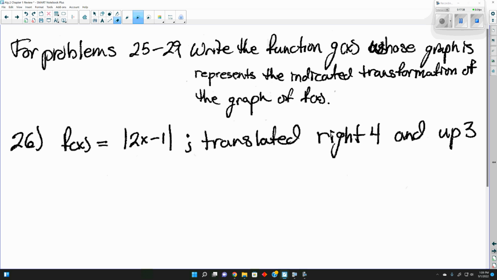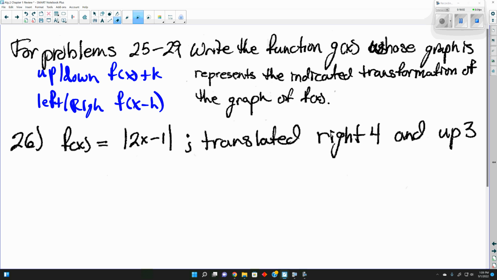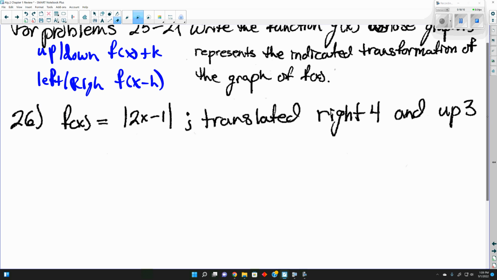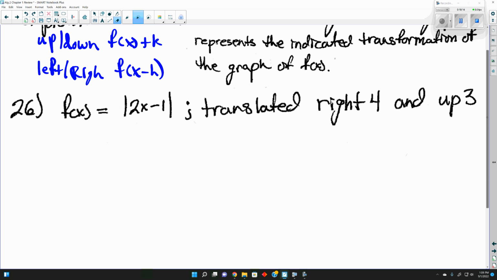Now, for the test, I'm going to be nice and only make y'all do up, down, left, or right, or one or both. If we're going up or down, we're going to stick with the general form of f of x plus k. If we're going left or right, it's f of x minus h. We're going to pick one of these two depending on the movement that we're using. So again, you're not going to have to worry about vertical stretch or shrink, horizontal stretch or shrink, or reflection across the x or y axis. We're not going to deal with any of those.